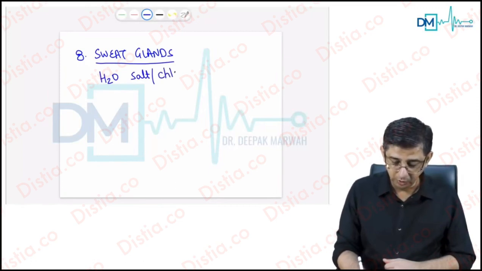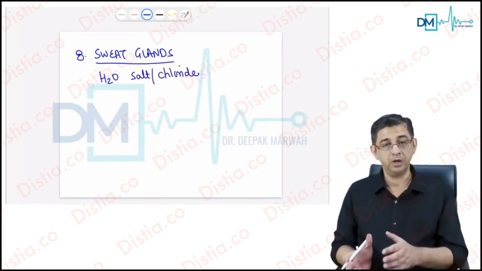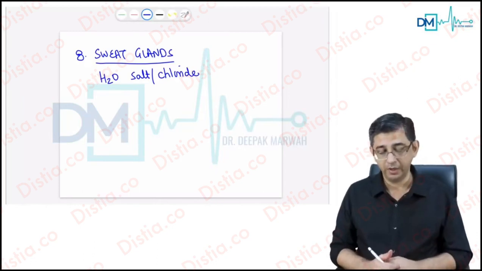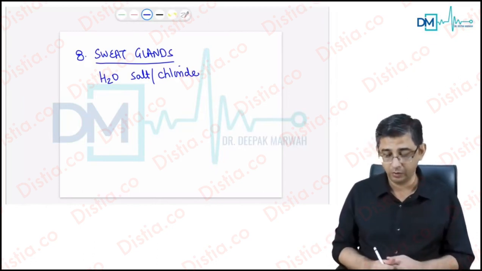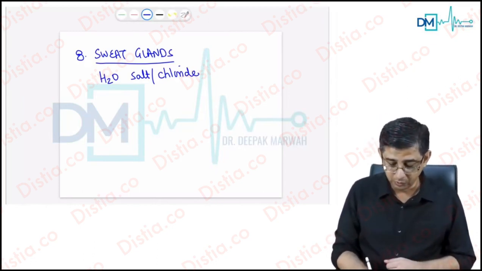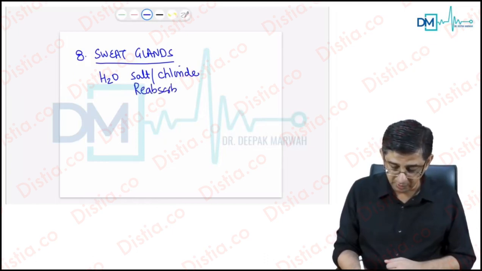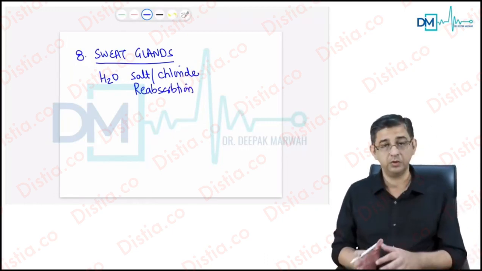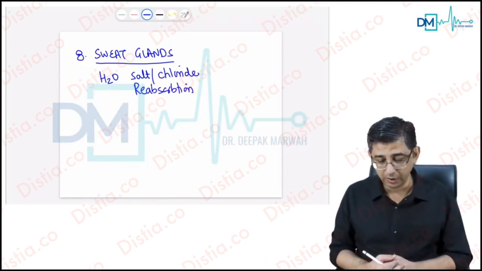And when you and I have sweating, the water part is obviously the major component of the sweat. It contains a little bit of salt and a little bit of chloride, because most of the time the salt and the chloride reabsorption occurs. So your sweat and mine will have a very limited amount of salt and chloride.